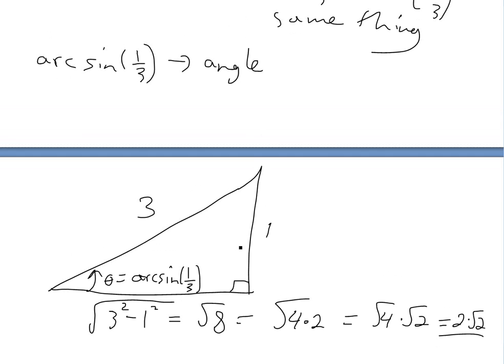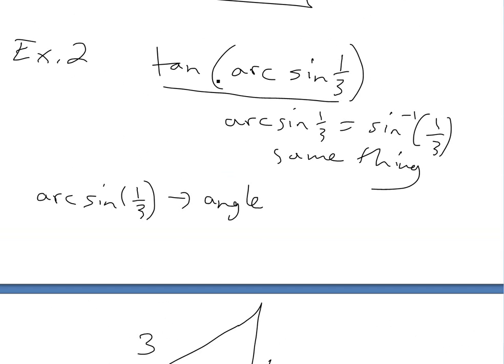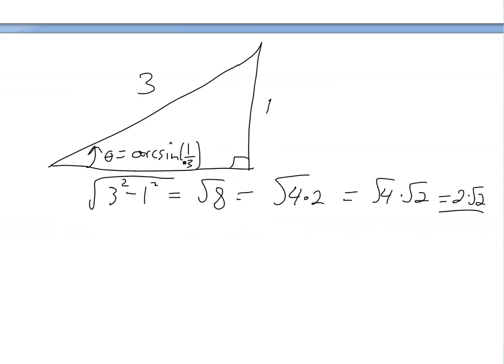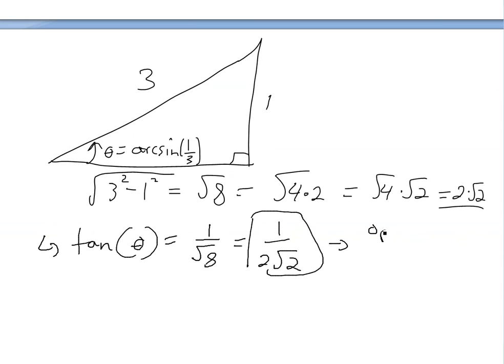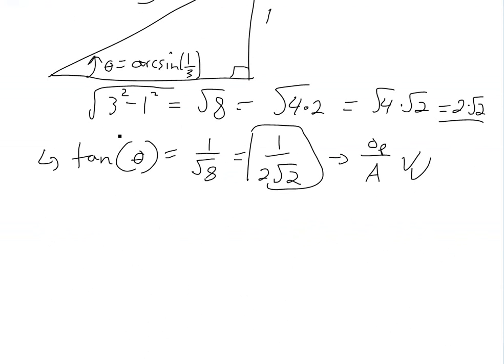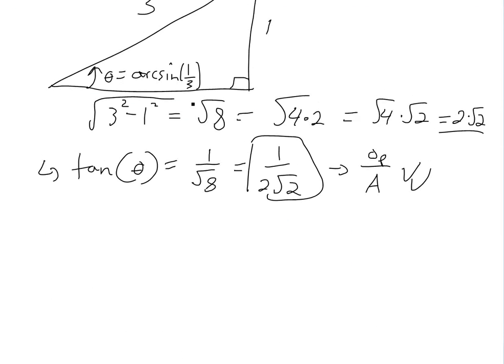So now we want the tan of it. We know this is the angle, and tan of the angle is what we want. Tan is opposite over adjacent, so that's 1 over root 8, or 1 over 2 root 2. So that's the answer for this arc sine example.